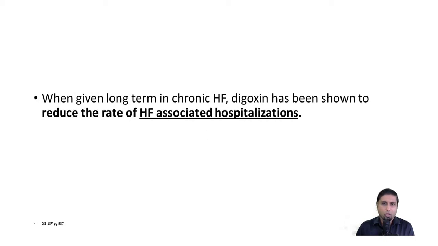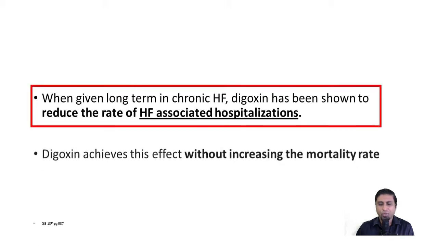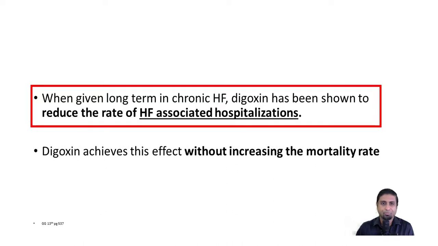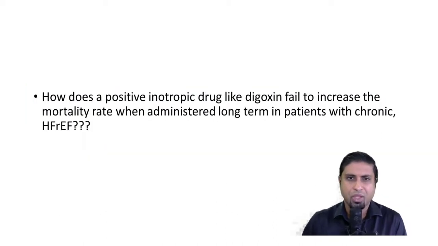So when given long-term in chronic heart failure, digoxin has been shown to reduce the rate of heart failure associated hospitalization, and digoxin does this without increasing the mortality rate. It begs the question, how does a positive inotropic drug like digoxin fail to increase the mortality rate when administered long-term in patients with chronic heart failure with reduced ejection fraction?